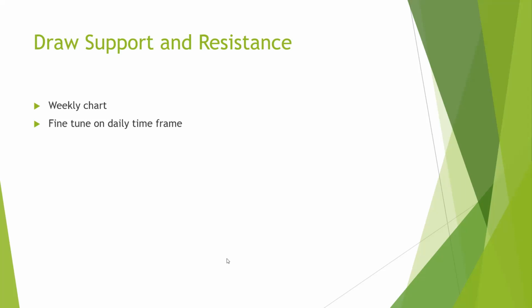Now, if you are unfamiliar with what support and resistance is, then you need to understand that we buy on support and we sell on resistance. Support is like the floor, which means that it holds the price up and it generally pushes the price up. Resistance is like the ceiling and it pushes the price down.